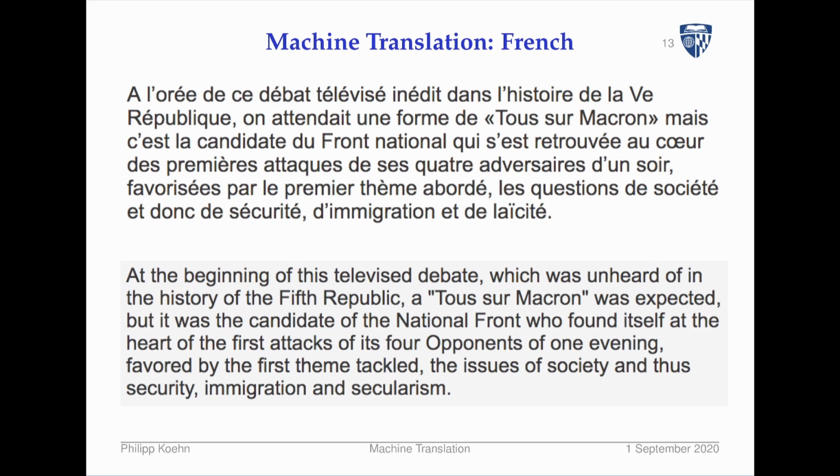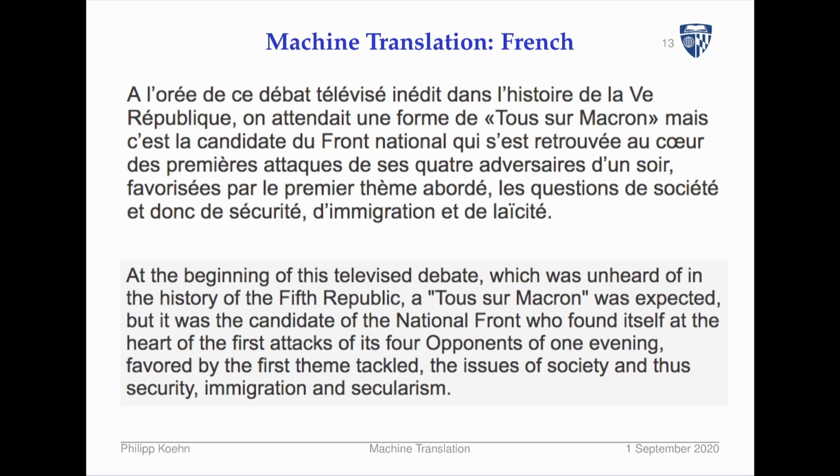There's a very striking error of the candidate of the National Front who found itself. I mean, you wouldn't refer to a person as it. And in fact, this person here is a woman, so you would say herself. So it got that wrong. But otherwise, it's a pretty impressive translation. So this is pretty good.